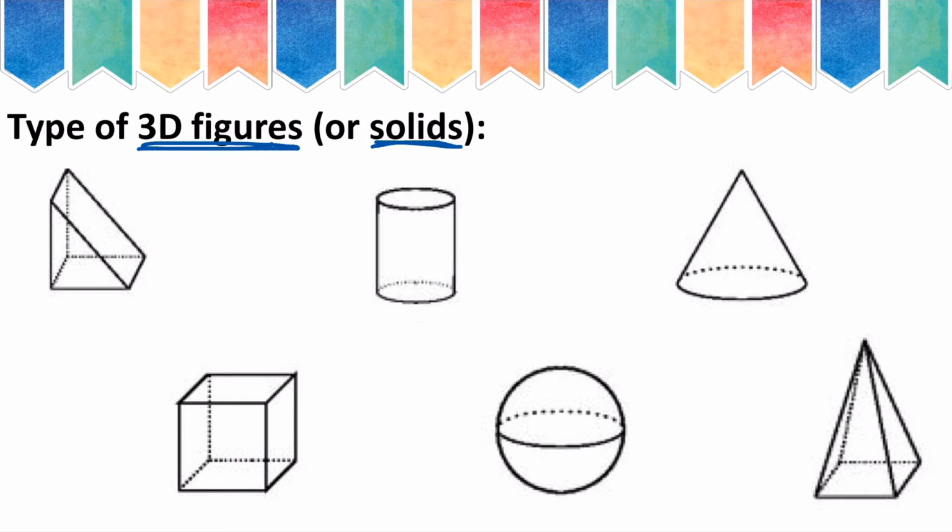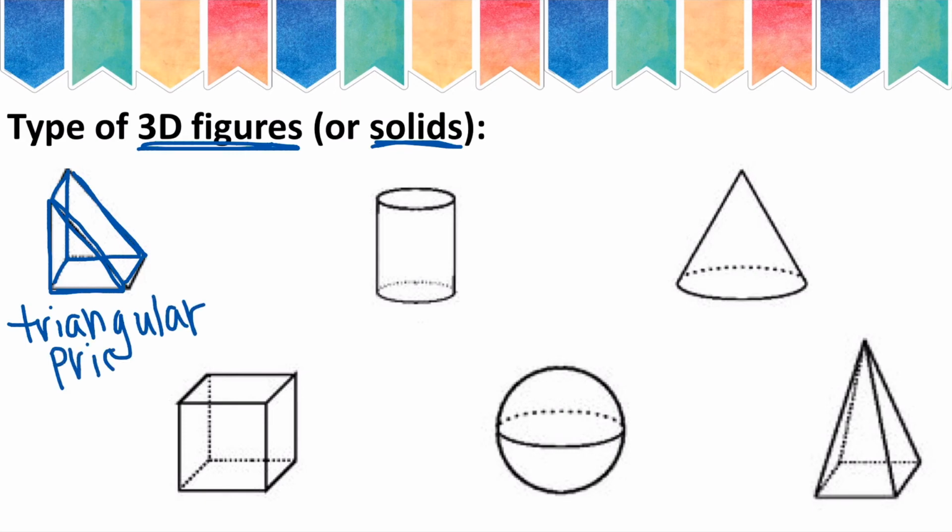So this first one here, you see how the front of it is a triangle? There's a triangle in the front and then another triangle in the back, and then it's connected. Okay, this is called a triangular prism. Here I have one that kind of looks like a square, but it could maybe be a rectangle, right? This is called a rectangular prism.